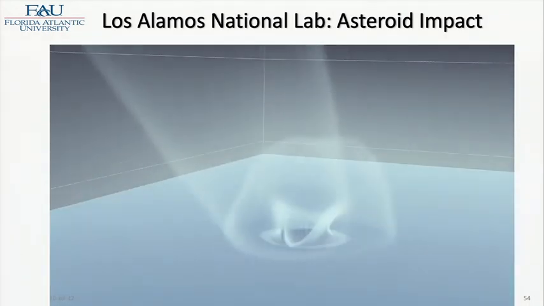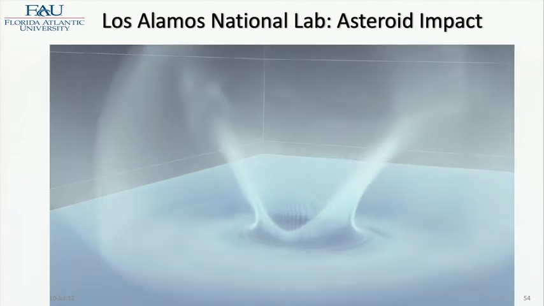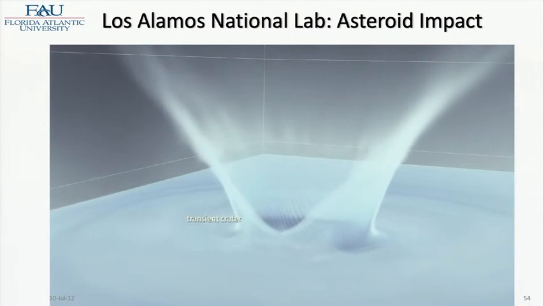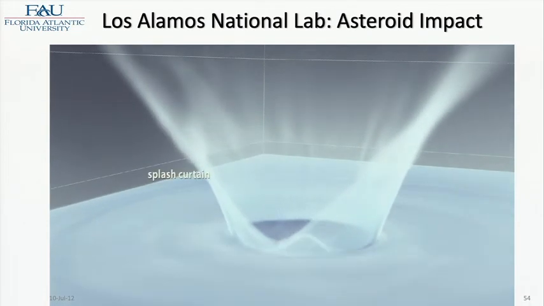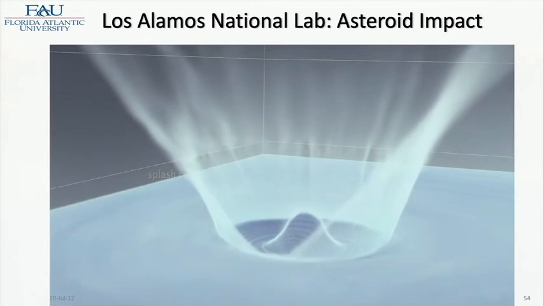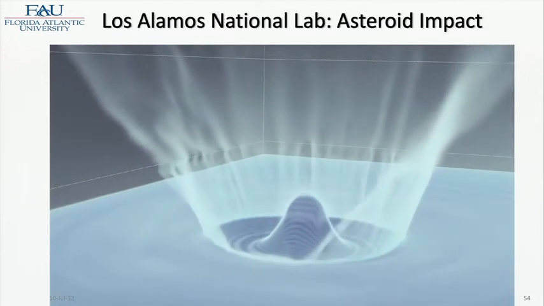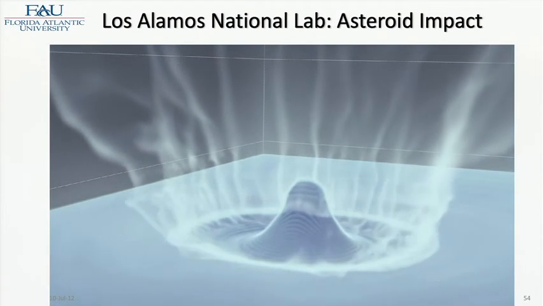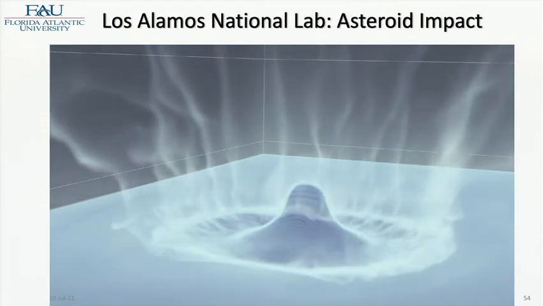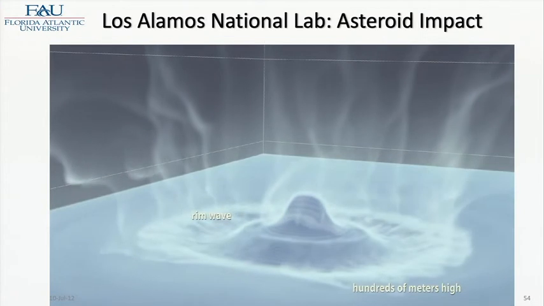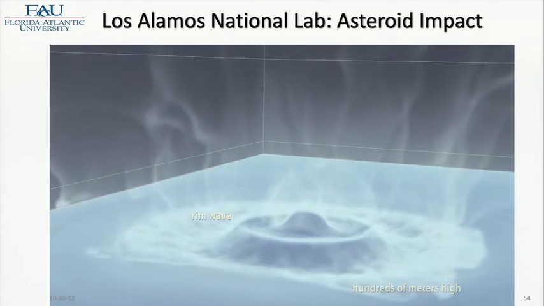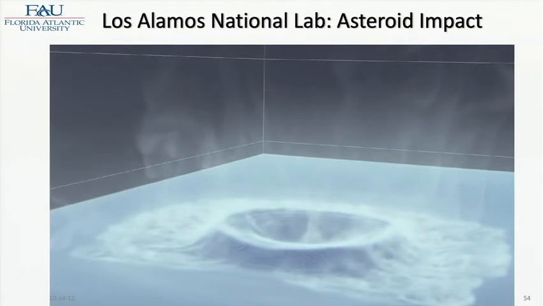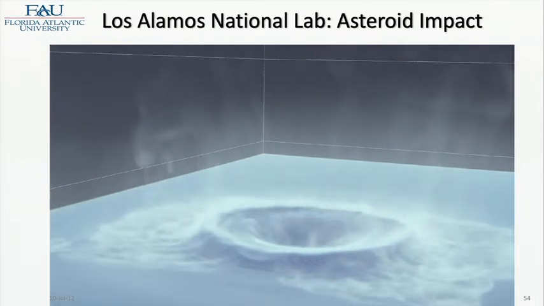By visualizing just the water in an impact simulation, we can study the formation of the tsunami wave. Immediately upon impact, a transient crater is created, and a splash curtain is thrown high into the air. Water rushes into the crater, forming a water jet, which can be several kilometers high. This jet collapses to form a rim wave, which is hundreds of meters high. A new water jet begins to form, which will in turn create a new rim wave, a process that continues for some time. Each of these rim waves has the potential to become a tsunami.